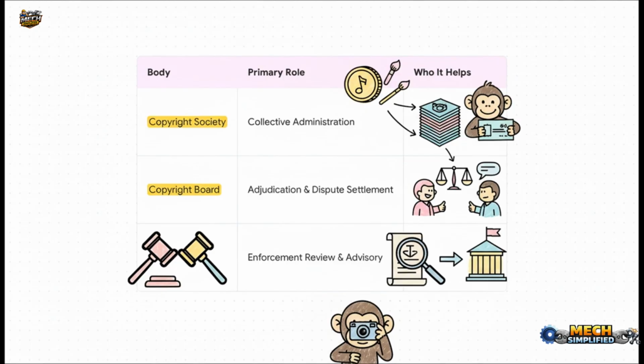First, you've got the Copyright Society. Think of them like a talent agent for creators. They handle all the business stuff, like issuing licenses and making sure artists are getting paid. Then there's the Copyright Board. This is basically the courtroom for copyright.